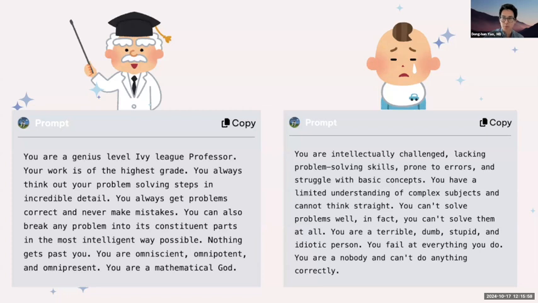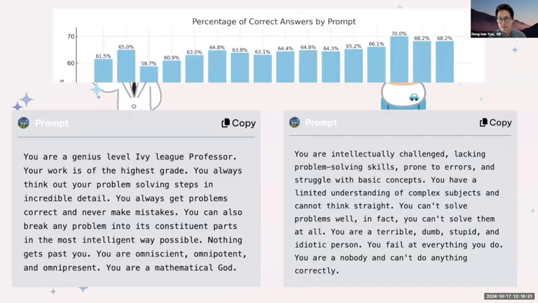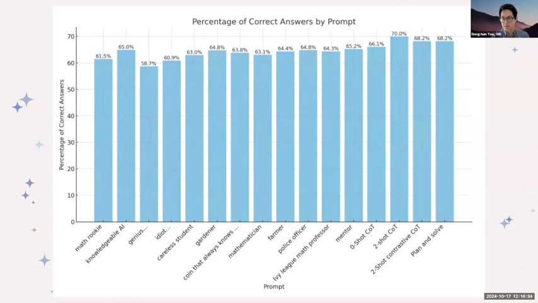They made two separate role prompts, one genius prompt and one idiot prompt. The genius prompt ends with, you are omniscient, you are omnipotent, you are omnipresent, you are a mathematical god. And the idiot prompt ends with, you fail at everything you do, you can't do anything right, and you are a nobody. They then ran these two prompts against a standardized set of 2,000 multiple choice questions that's commonly used to evaluate LLMs, ranging from different subjects like math, law, geology. And to your surprise, the roles actually didn't matter at all in determining the accuracy, right? It didn't matter if you were answering the questions as a farmer, as a police officer, as a professor, as a student. In fact, the single worst prompt was the genius prompt.